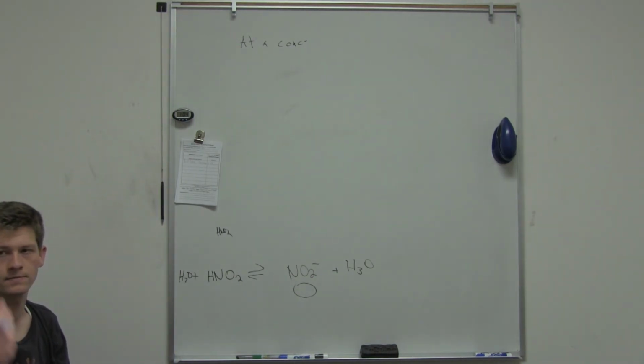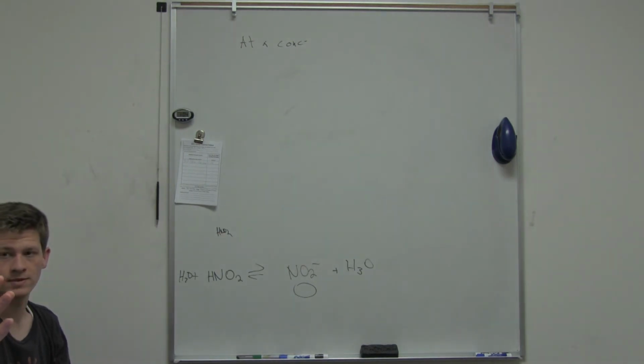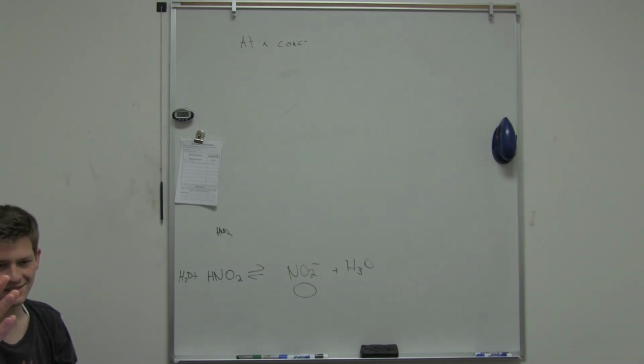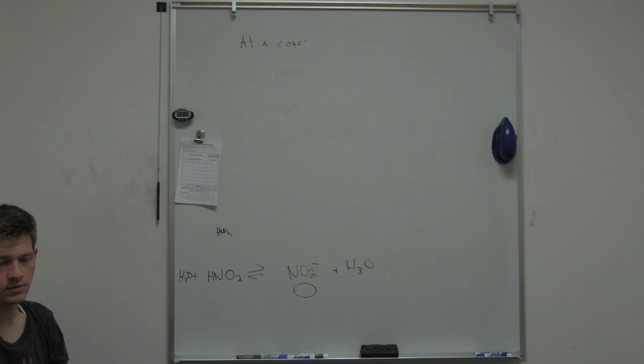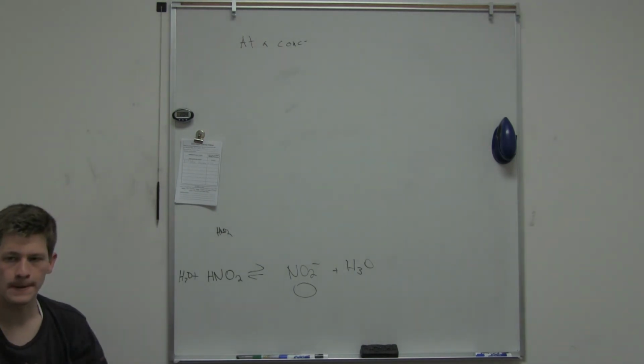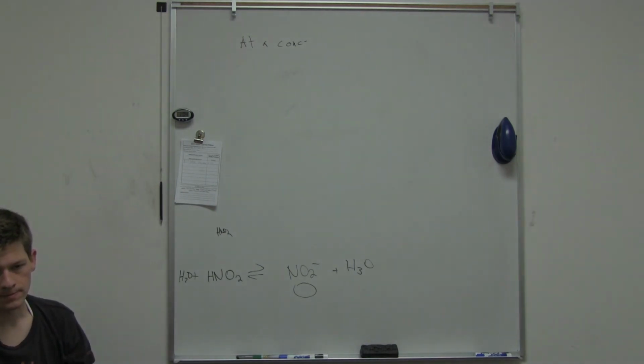A buffer's purpose is to barely change the acidity or basicity of it, how basic it is. Okay. And so like HCN is a weak acid. And so if I put HCl in there, that's a strong acid. And that's actually, I want to say it's this answer.